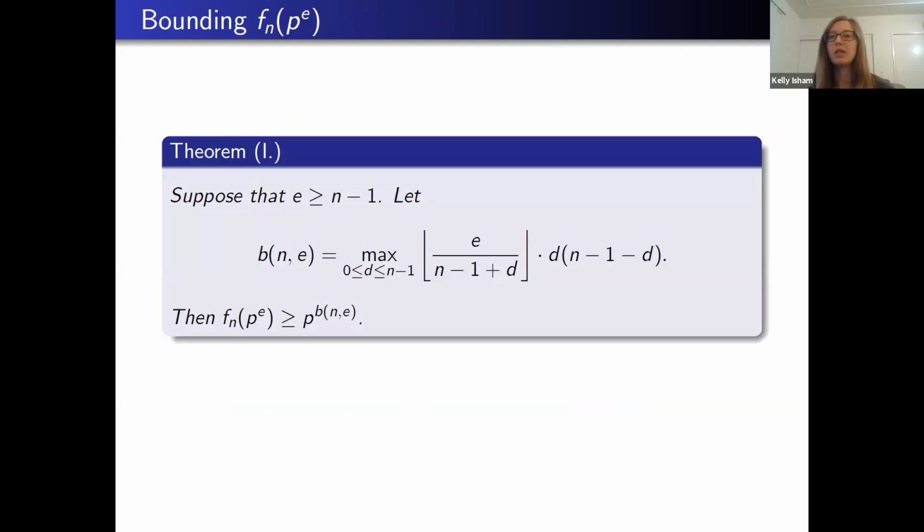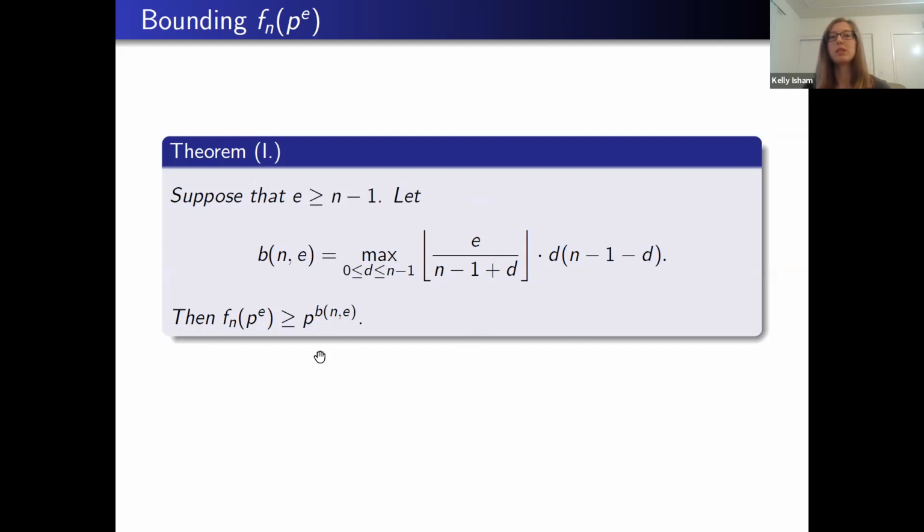So this works for e greater than or equal to n minus 1. And if you remember what a of n looks like, it was this d times the n minus 1 minus d part divided by n minus 1 plus d. So this looks a lot like e times the function we had before. But since we're optimizing everything over the integers, it's not as good as that. But still, it's relatively close to what we had before.